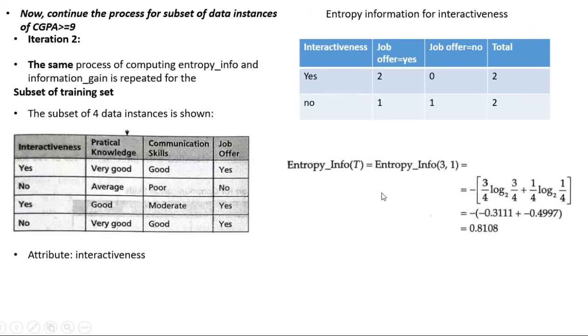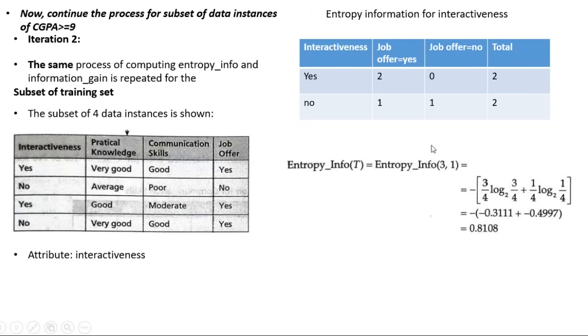Based upon this table, find the entropy information. What is this? This is the total entropy. Find the total entropy for this entire table. So that would be 3 by 4 because I have 3 yes and 1 no. This is the entropy information for the complete table.